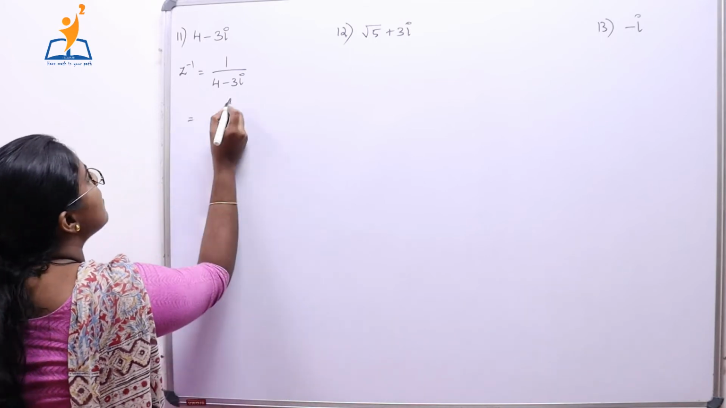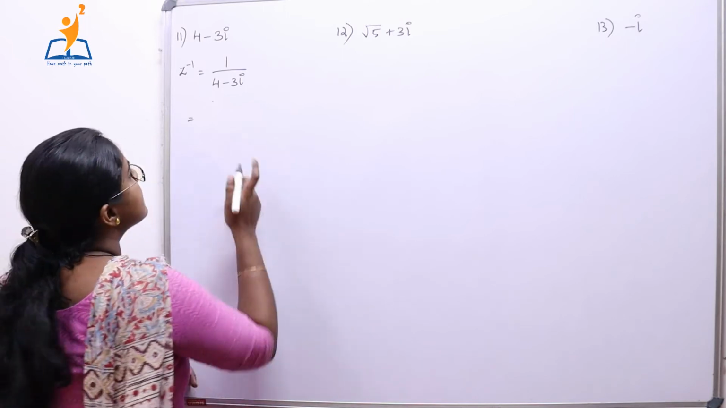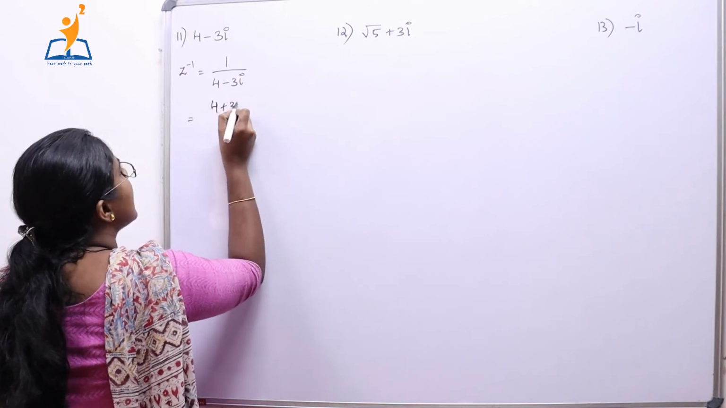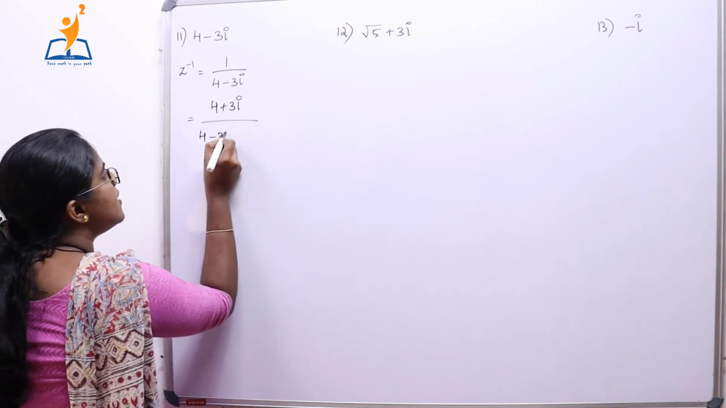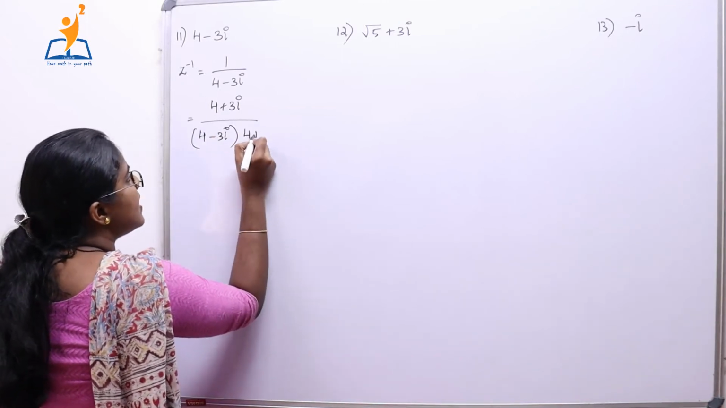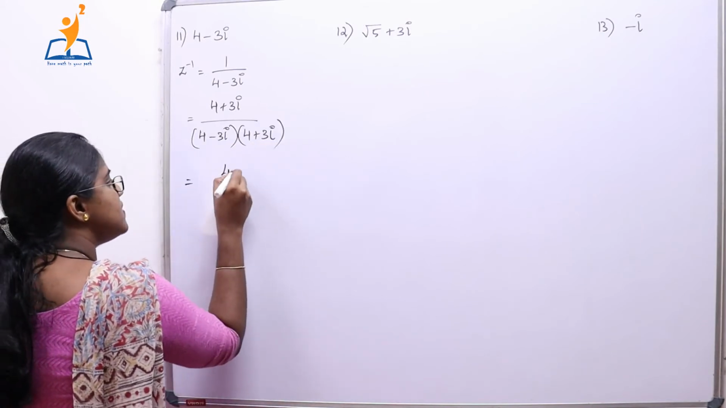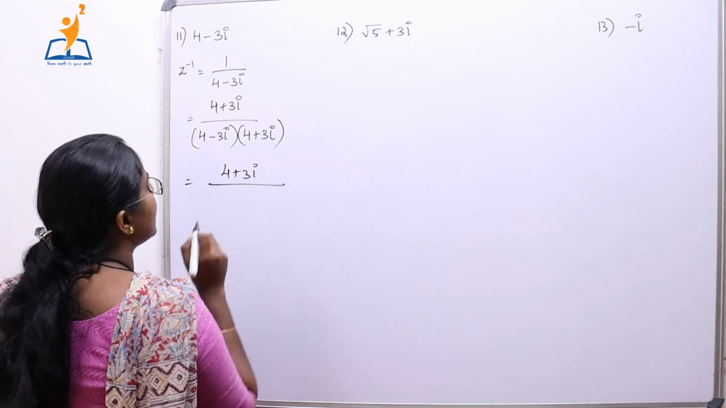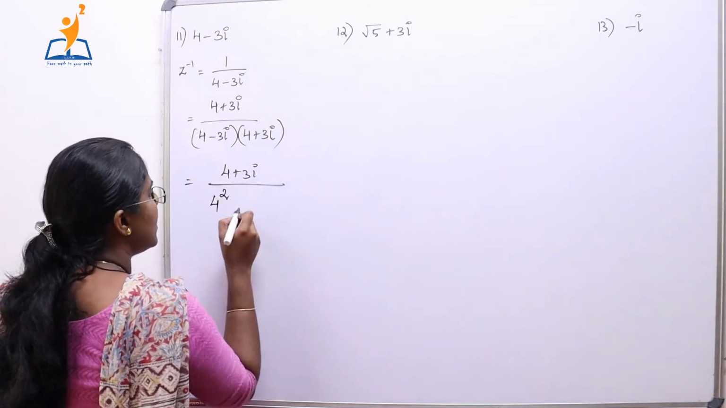So it will become like this. The conjugate of 4 minus 3i is 4 plus 3i. So 4 plus 3i is multiplied in numerator and 4 minus 3i into 4 plus 3i. It is multiplied in the denominator too. So it will become like this. 4 plus 3i divided by, this is of the form a plus b into a minus b, that is 4 square.